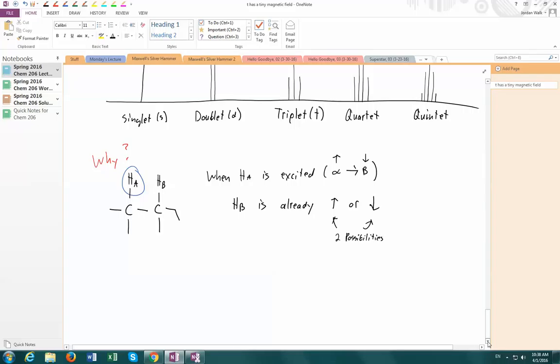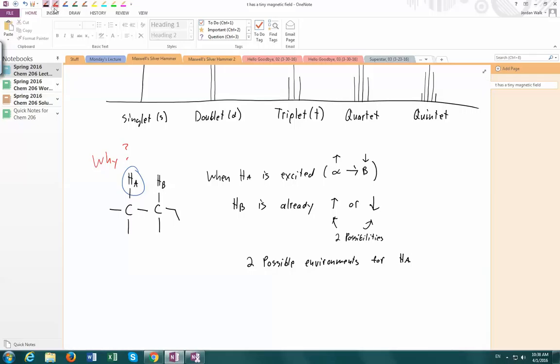All right, so ultimately what this means is that HA can be, at least in a given molecule, in an environment where HB is spin up, or it can be in an environment where HB is spin down. So when we do this pulse, how many environments are possible for HA? We've got two possibilities. So when we do our experiment, about half the molecules are going to see an HB that's spin up, and about half of the molecules are going to be where HB is spin down. And so there really are two different environments for our HA. So let's write that down: there are two possible environments for HA.